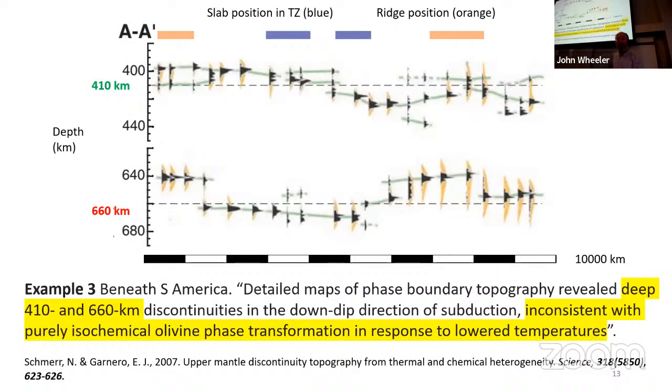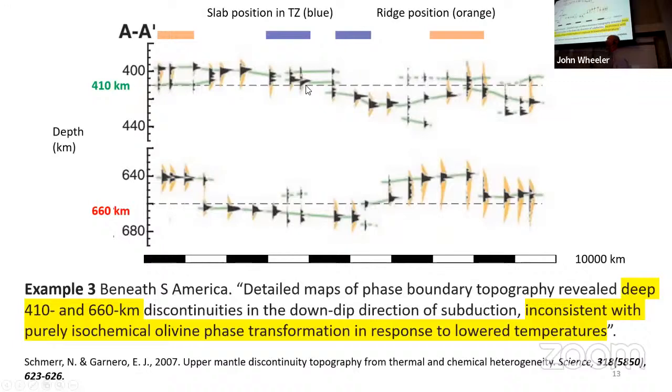Now this one is from South America. I've not shown you the map, but basically we're out in the Pacific Ocean here. There's the East Pacific Rise. Then we've got some subduction position here beneath the Andes. And I've just realized I can't remember what that orange bar is. But anyway, the point is that these blue things mark where the slab should be.